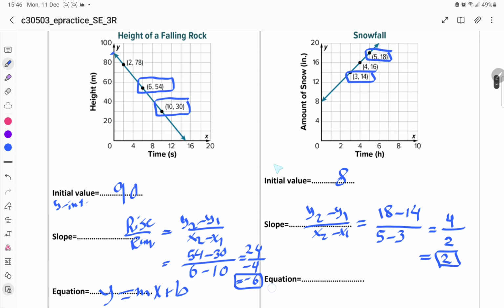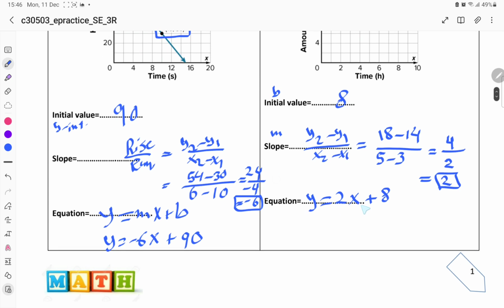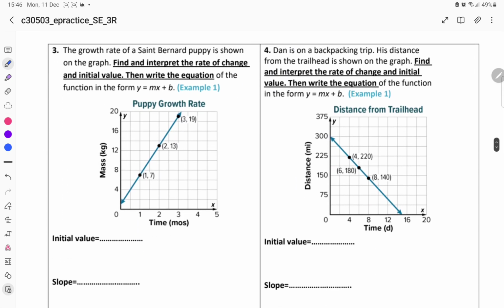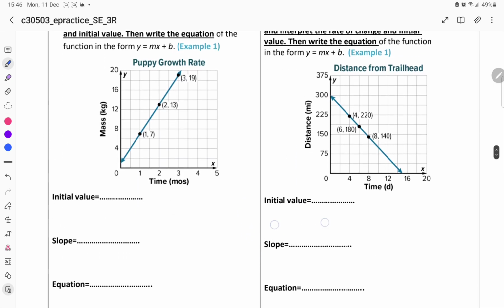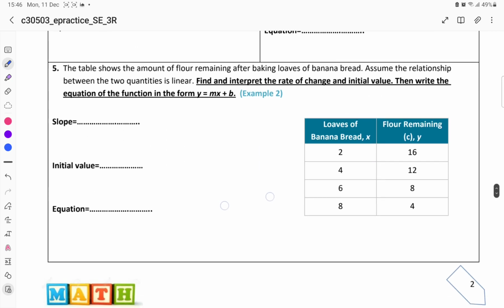What is the equation? I have the initial value, which is b, and the slope, which is m. So y equals mx. m is 2, so 2x plus b, which is 8. So y equals 2x plus 8. The same idea applies in these questions.